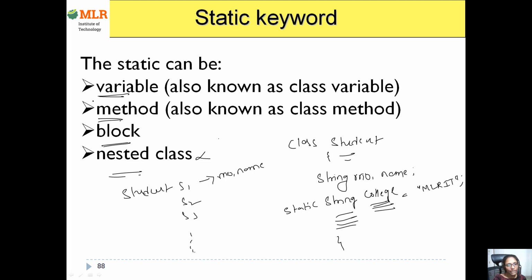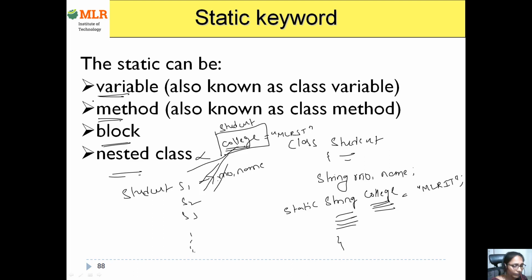That's why I am declaring this college as static, and the memory for this college will be allocated within the class space. Within the Student class itself, college will be created, and the value assigned to college is MLRIT, and this name will be used by all the objects. As the college name is the same for all the objects, we are not wasting memory by declaring the college name in each and every object. So that is the main usage of static.